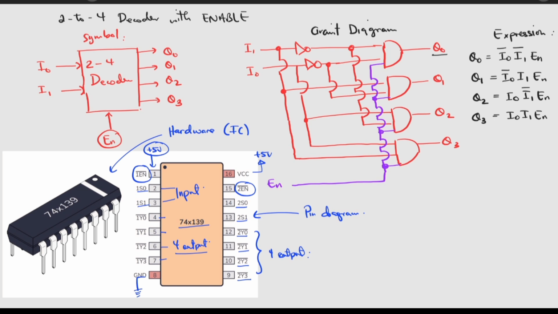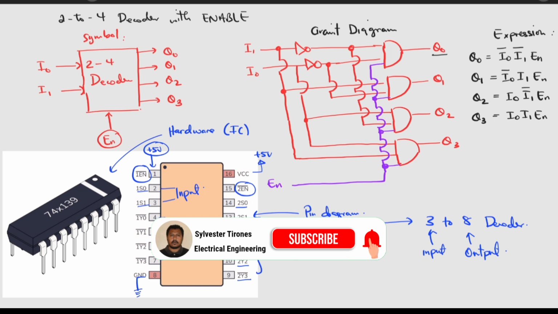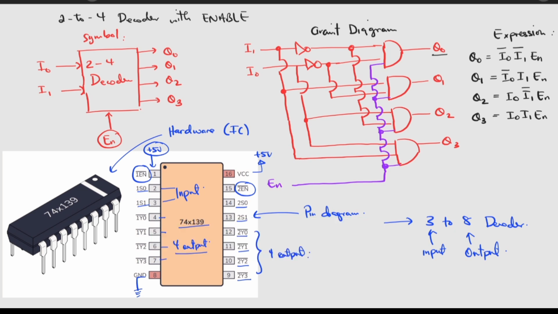And in our next discussion, we are going to look at the 3 to 8 decoder, where we have 3 inputs and 8 output pins. And I hope with this simple explanation with the circuit diagram and the hardware or the IC itself, you can now use a 2 to 4 decoder in any of your applications, especially in digital systems.